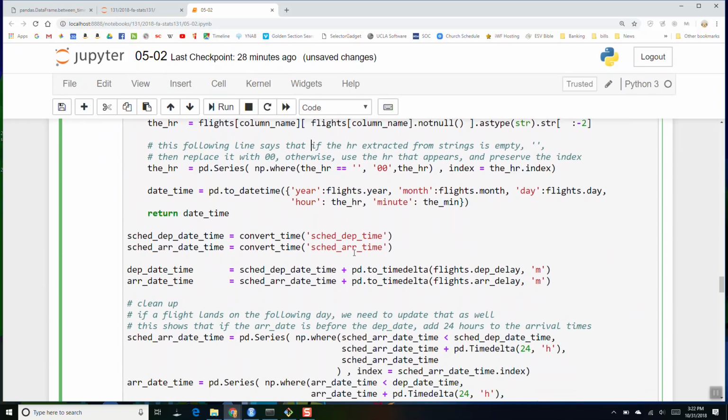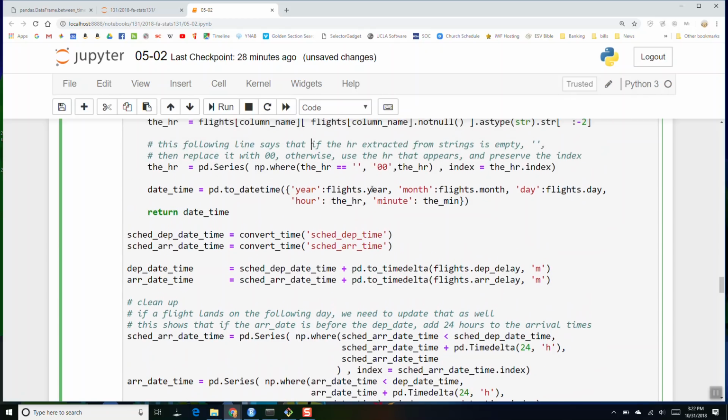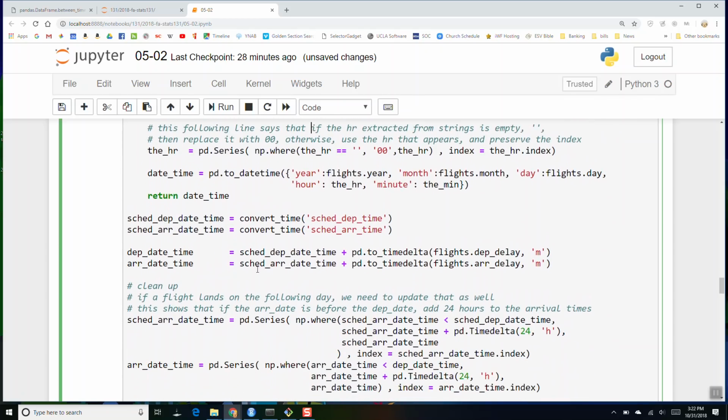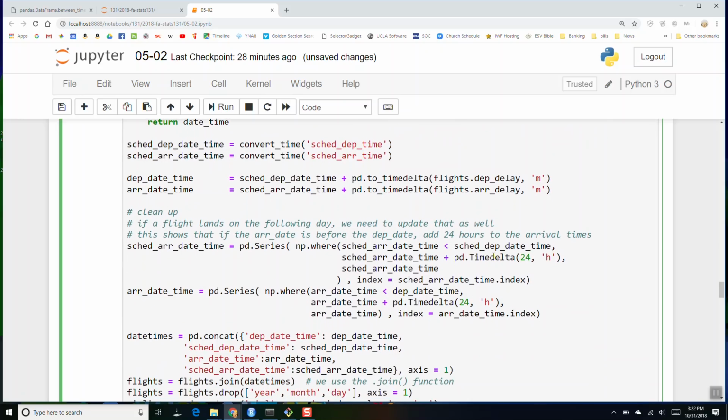And then this is what I did for the departure date and time. For the scheduled departure date and time, we apply the conversion where it goes through this process. And then for the actual departure date and time and the arrival date and time, I'm taking the scheduled time and adding the departure delay in minutes to it. Okay, because that column exists for us.